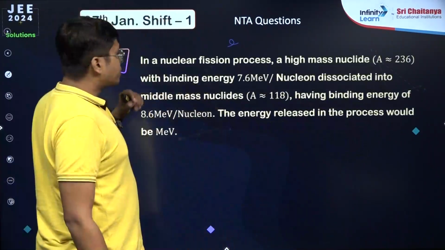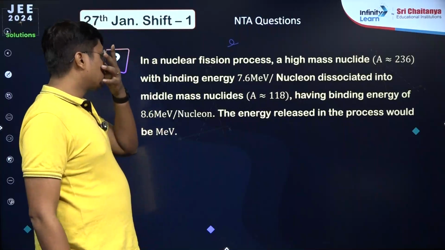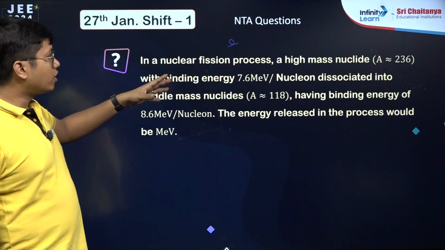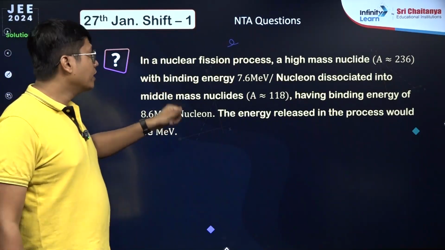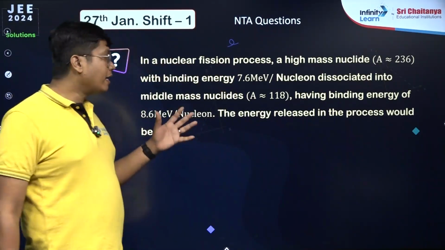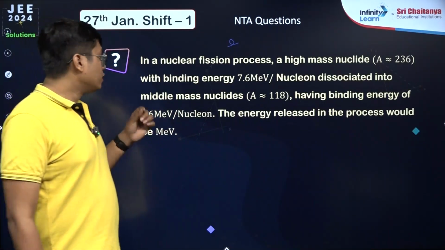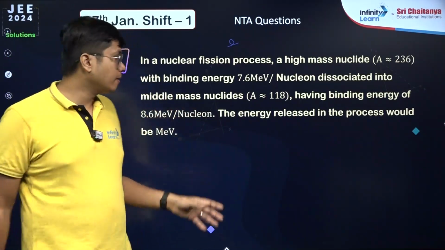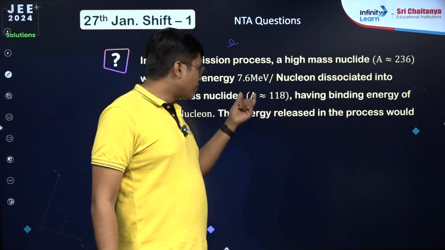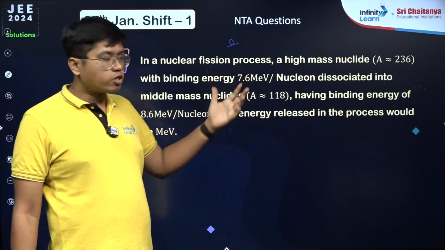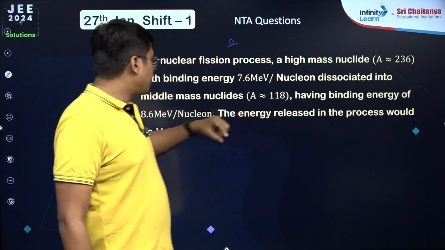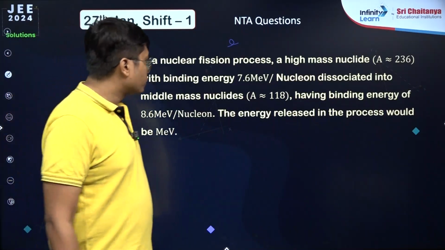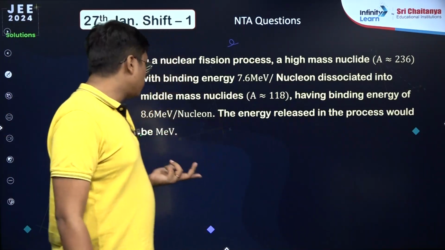Direct formula. Next question says in a nuclear fission process, a high mass nuclide A 236 with binding energy 7.6 mega electron volt per nucleon dissociates into middle mass nuclides. Middle mass means it equally splits, having the mass number 118 for each of the pieces, and the binding energy of them is 8.6 mega electron volt per nucleon. The energy released in the process would be how much?